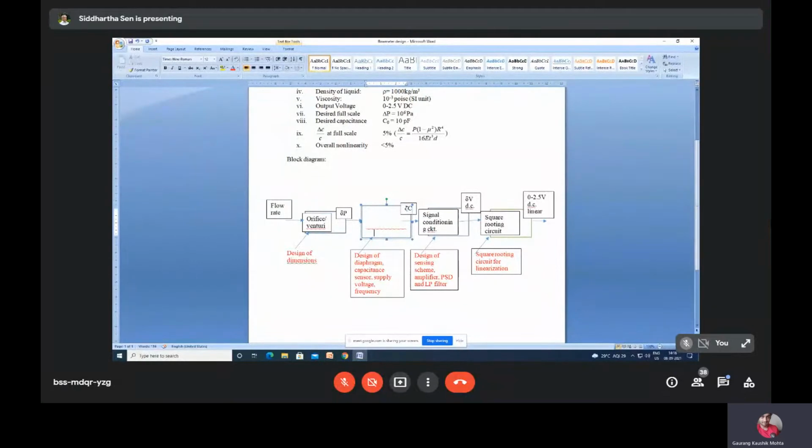So suppose we are using some AC voltage there. Then we require some amplification, and after the amplification, we require a phase sensitive detector, PSD, for demodulation and a low pass filter, so that the direction of flow rate is uniform and it can be detected. Ultimately the output of the signal conditioning circuit is some DC voltage. This is a typical guideline I have given.